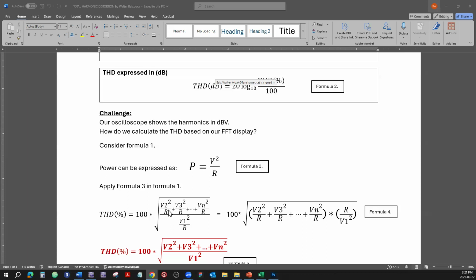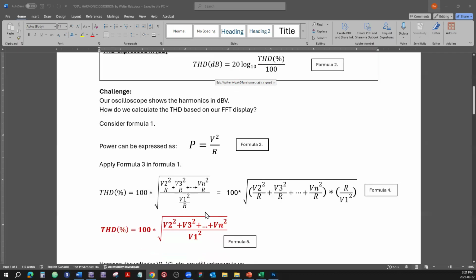So there's the second harmonic's voltage squared over R. Okay, because this is the voltage squared over R. There's the third harmonic dBV, or the voltage squared, and so on.